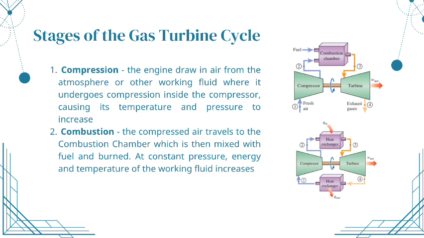So here are the stages of the gas turbine cycles. First is the compression. The engine draws in air from the atmosphere or other working fluid where it undergoes compression inside the compressor, causing its temperature and pressure to increase. After that, it goes to the combustion stage. The compressed air travels to the combustion chamber, which is then mixed with fuel and burned. At constant pressure, energy and temperature of the working fluid increases.